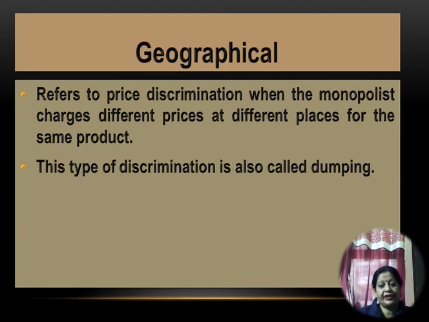Second is geographical. That means making the availability of the commodity according to the area. It refers to price discrimination when the monopolist charges different prices at different places for the same product. This type of discrimination is also called dumping.